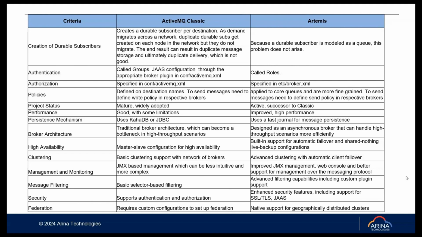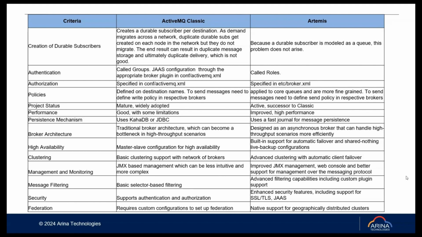HA, high availability. It's a master-slave configuration where you could have a two-server cluster setup done for high availability. And what about Artemis? It has out-of-the-box, sort of native support, which provides for automatic failover and shared-nothing live backup configurations.